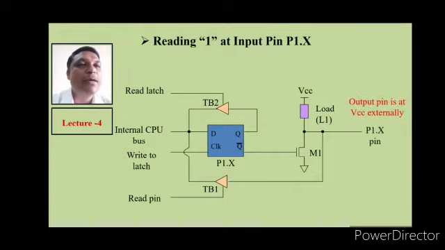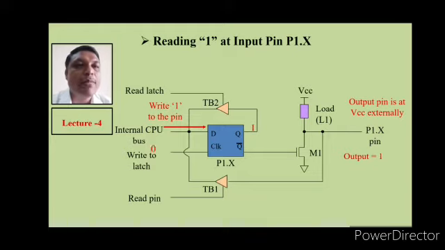Initially, the output should be connected at logic 1 level by connecting it to VCC. Then, to receive the input, for this pin we should send logic 1 at the input through the bus like this. Then this will be directly transferred to the output of the D flip flop as Q.